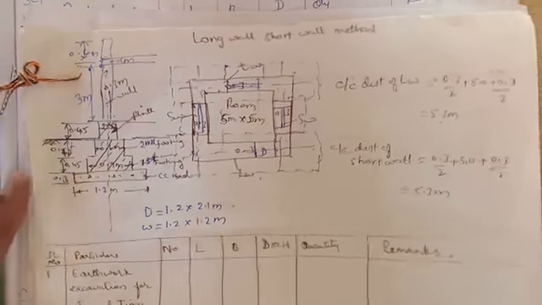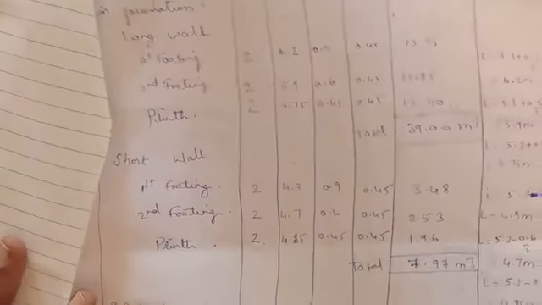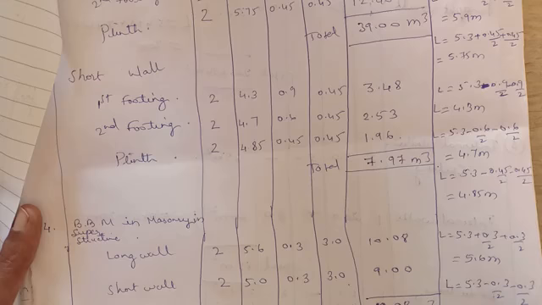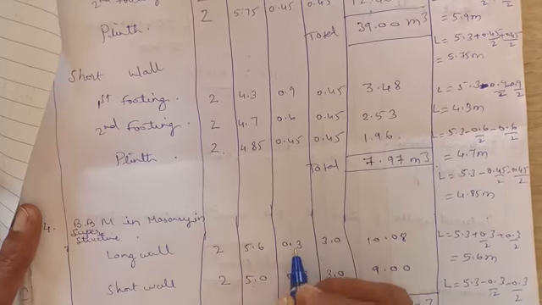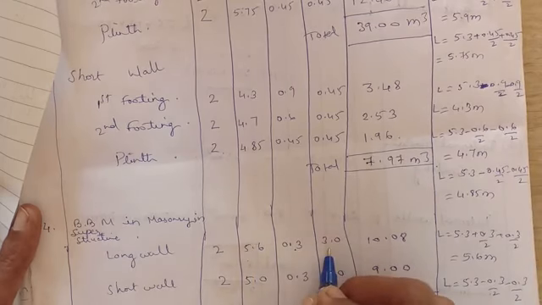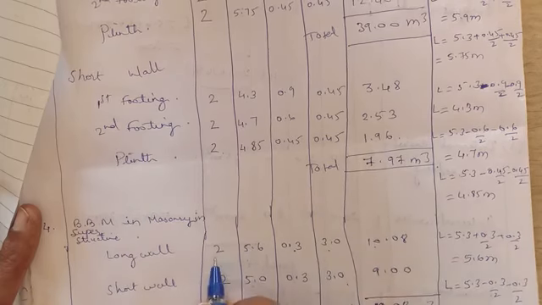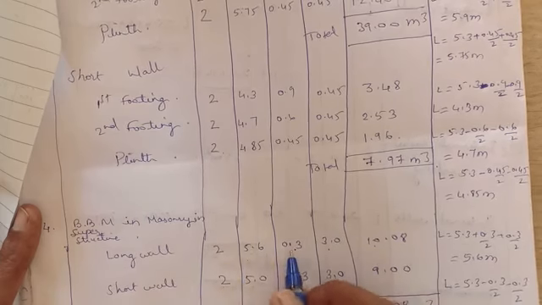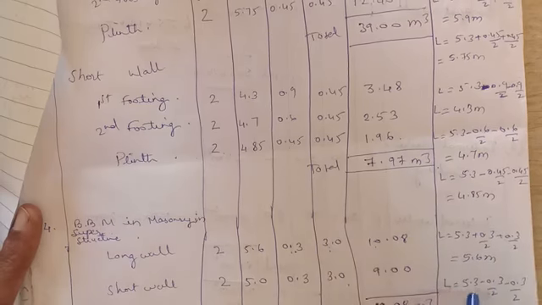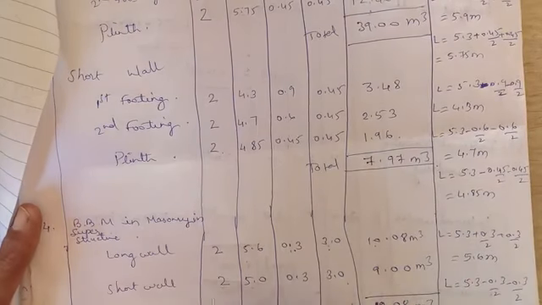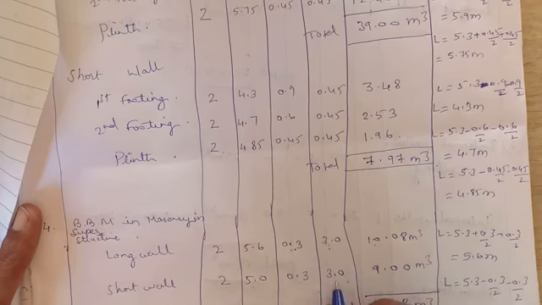So yesterday we did the calculations up to burnt brick masonry in superstructure. Long wall length was calculated, 0.3 is the breadth and 3 meters is the height of the wall. So you got 10.08 and 2 walls were there. So 2 into 5.6 into 0.3 into 3.0, 10.08 we are getting meter cube. Then short wall 2, 5.0, 0.3 and 3 meters is the height.